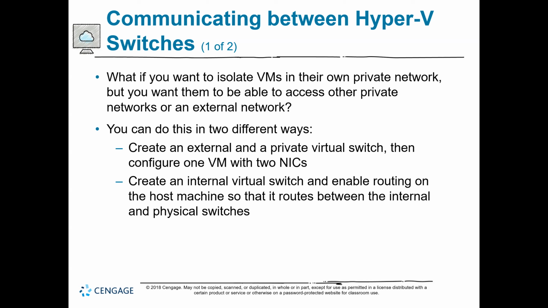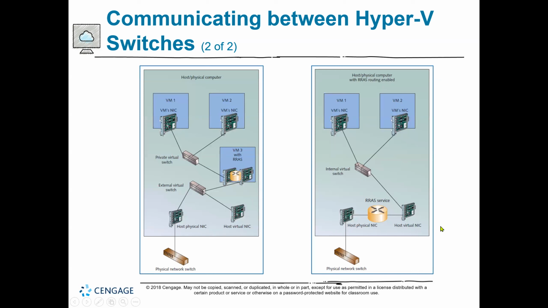Create an internal virtual switch and enable routing on the host machine so that it routes between the internal and physical switches. And here you see a nice explanation. So you have the two VMs, a private virtual switch, then there's a VM with a RAS, and you can see what that looks like down here, how it chains down to the actual physical network. And then you just see the other one with RAS routing enabled on this one.